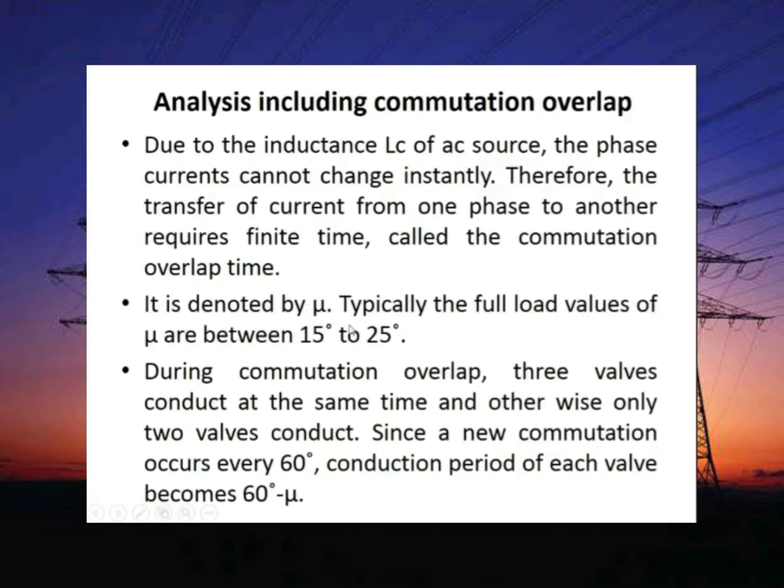Normally the range of mu is between 15 to 25 degrees. So during the commutation, the magnetic energy stored in the reactance of the previously conducting phase has to be transferred to the reactance of the incoming phase. And the energy in the reactance depends upon the direct current level and the inductance per phase.